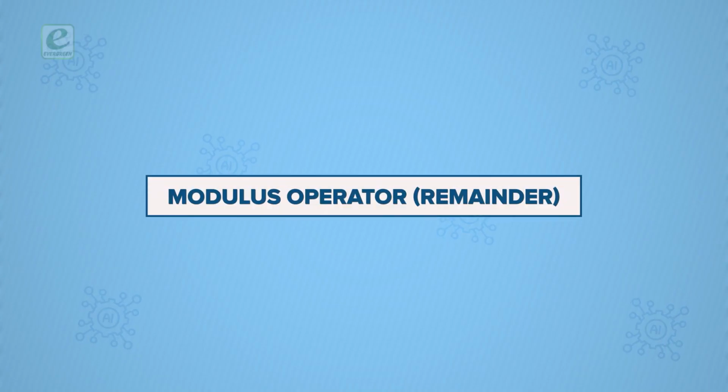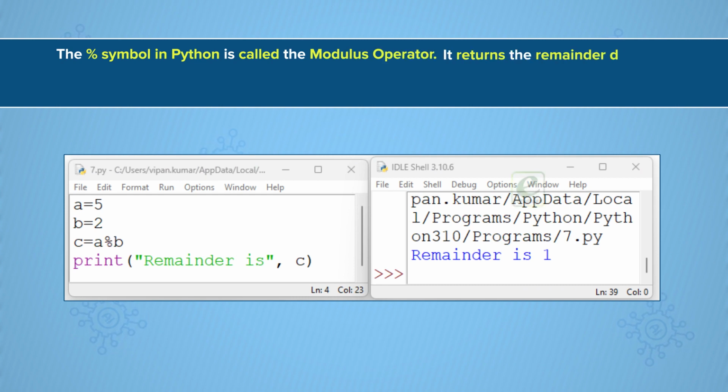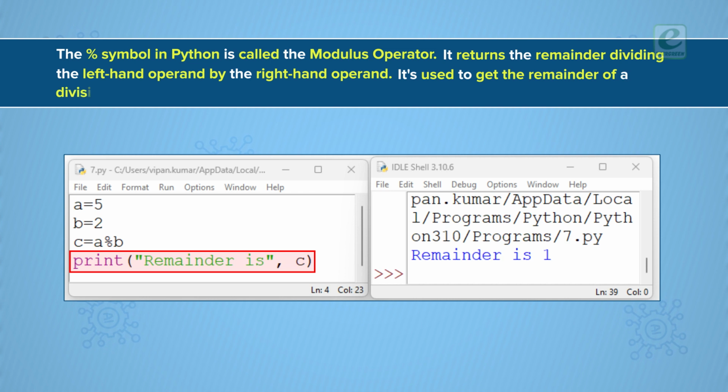Modulus operator, remainder. The percentage symbol in Python is called the modulus operator. It returns the remainder of dividing the left-hand operand by the right-hand operand. It's used to get the remainder of a division problem.